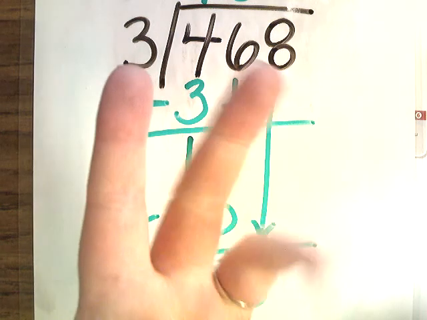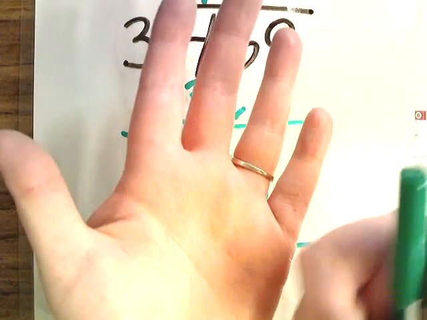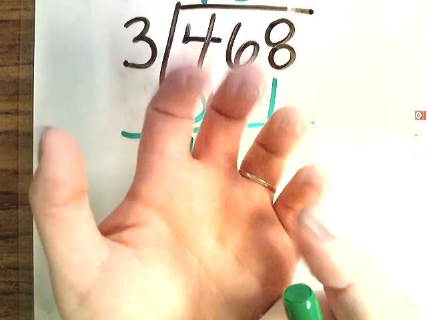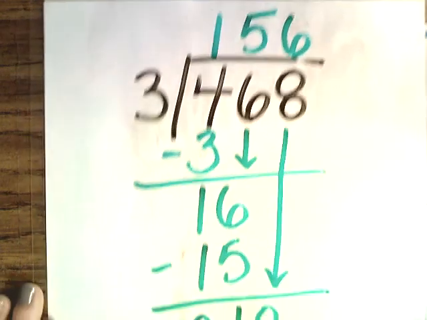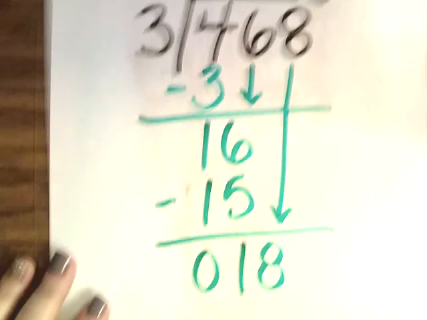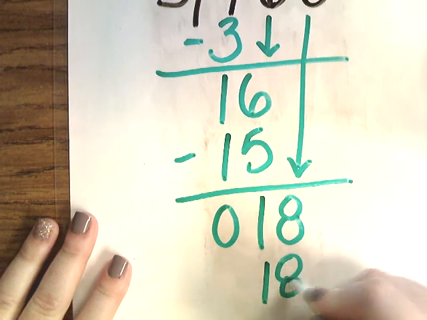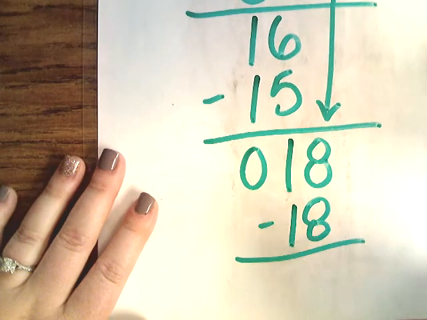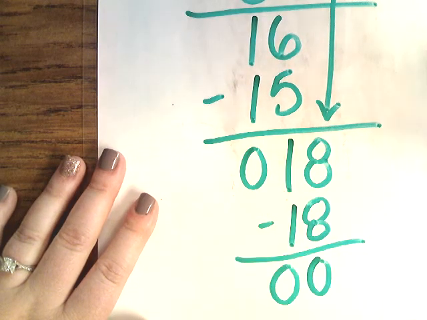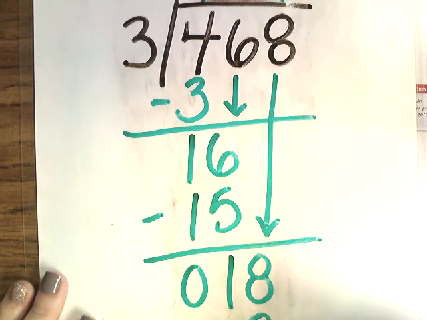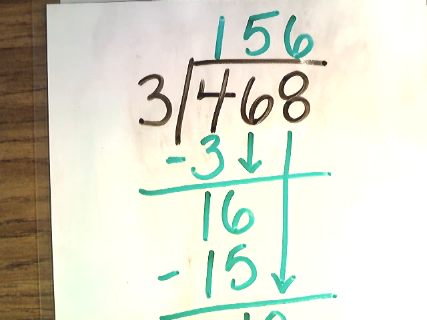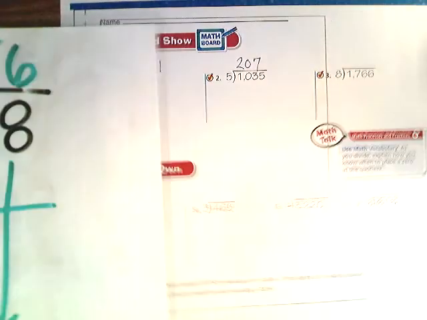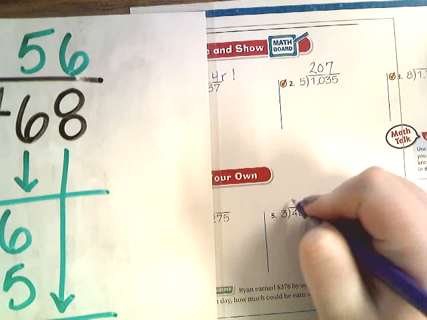So we have 3, 6, 9, 12, 15, 18. So that's 6 times that 3 fits in there. So we're going to put our 6 up here. And 6 times 3 is 18. So we do our subtraction down here at the bottom. 8 take away 8 is 0. 1 take away 1 is 0. We have no more numbers to bring down. So our answer is just 156. No remainder because we came up with zeros in the end and we don't have any more numbers to bring down. Okay, so let's write that on number 5. 156 is our answer.